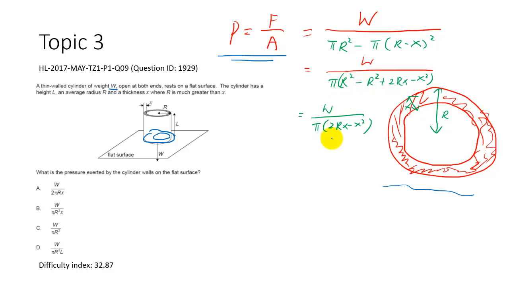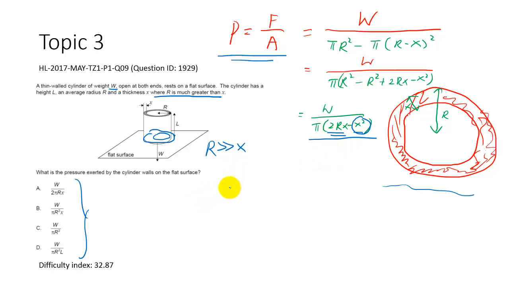You'll find out at the end, you can have this expression. However, this expression cannot be found in any of the options here. So you have to think one more step by looking at the question where it said R is much greater than X. So since R is much greater than X, the X squared here will be insignificant compared with the 2Rx here.